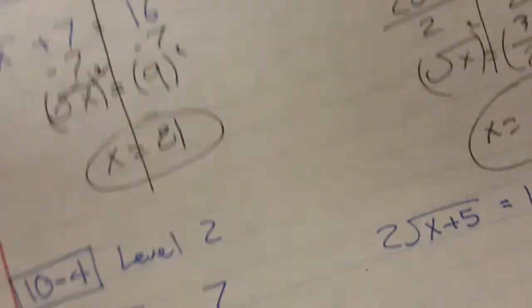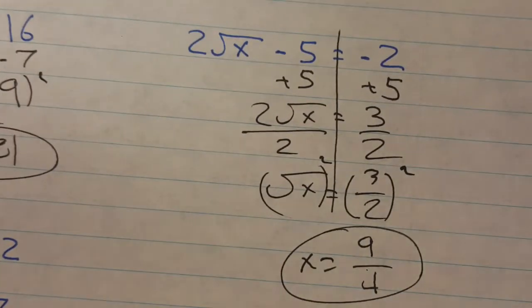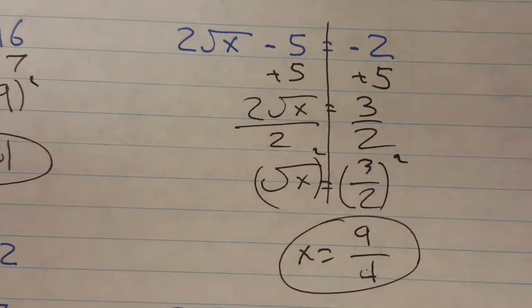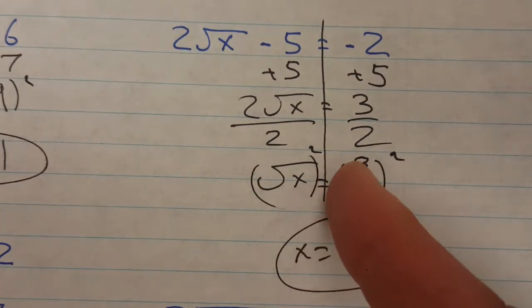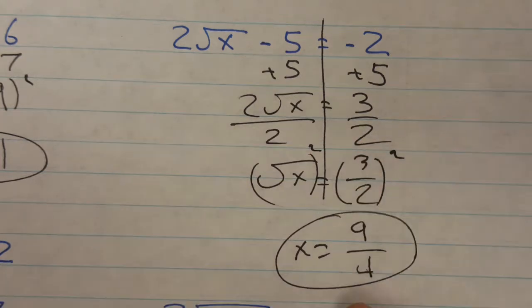Let's go ahead and double check that one, just to make sure that makes sense. Remember, when you square a fraction, remember frying pan rules. 3 squared over 2 squared would be 9 over 4.